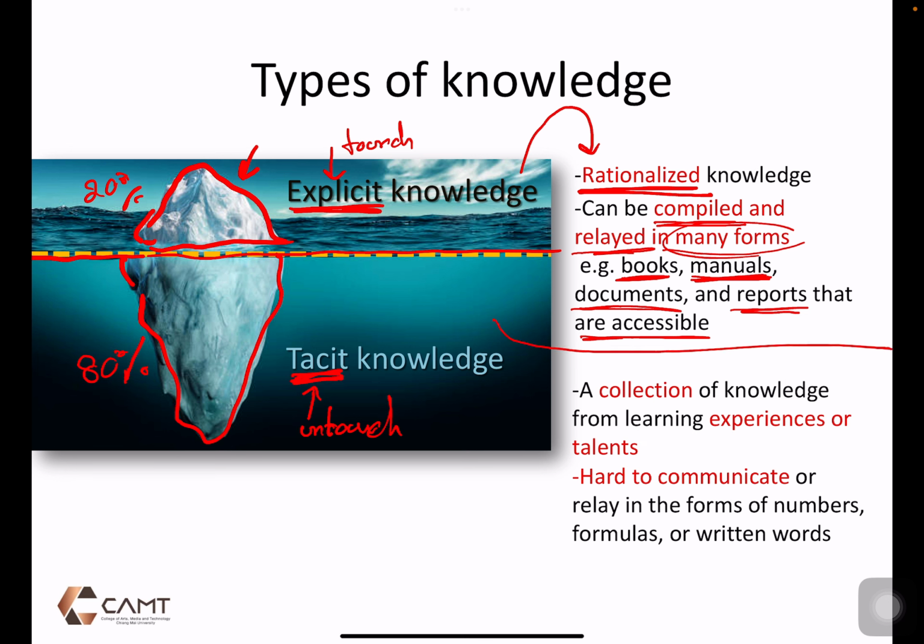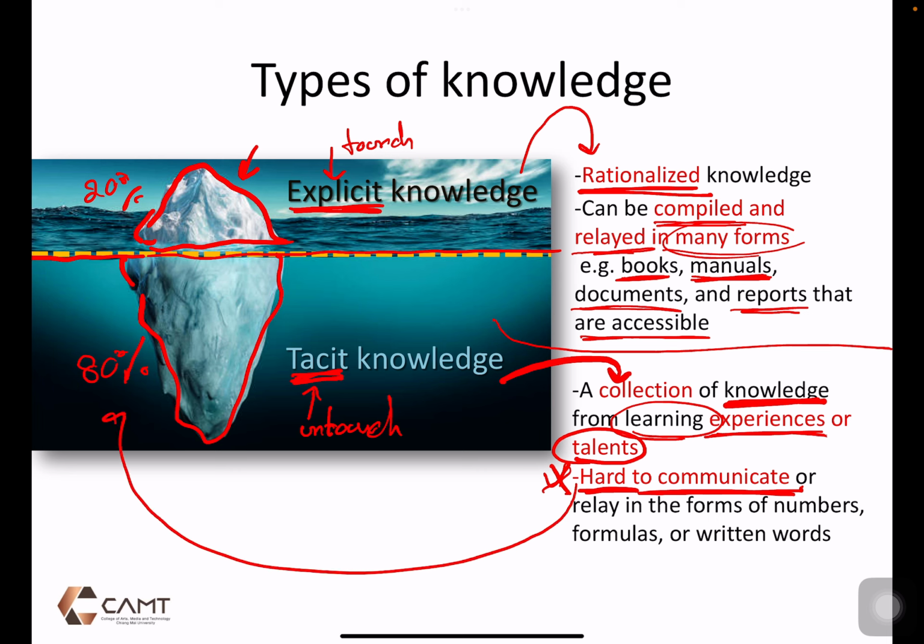Opposite from that, under the sea is tacit knowledge. Tacit knowledge is a collection of knowledge from learning, from experiences, or from talent, that is hard to communicate. That's why it is still a big percentage. This is the reason why tacit knowledge has a higher percentage than explicit knowledge: because it's hard to communicate. It's still inside the human mind.